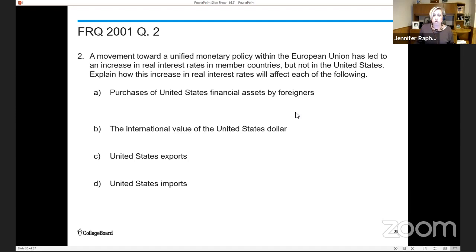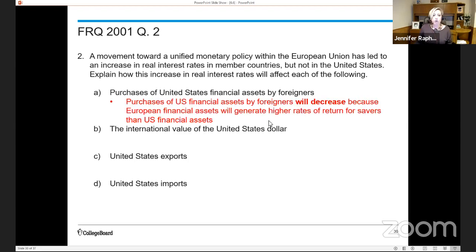Will people want more or less U.S. financial assets if the interest rate in the United States falls? Well, you recognize that they're going to become less attractive, right? So purchases of U.S. financial assets by foreigners will decrease because, and remember, when you're asked to explain, you have to have that word because in there to prove that the assertion you're making is true, because European financial assets now with higher interest rates will generate higher rates of return for savers than U.S. financial assets will. And so the purchase of U.S. financial assets will go down.